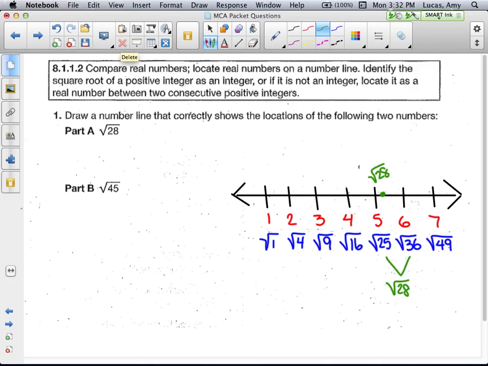The next one is the square root of 45. That would be between 6 and 7 because the square root of 36 is 6 and the square root of 49 is 7. This one is going to be closer to the 7, so I'm going to put my square root of 45 right here.